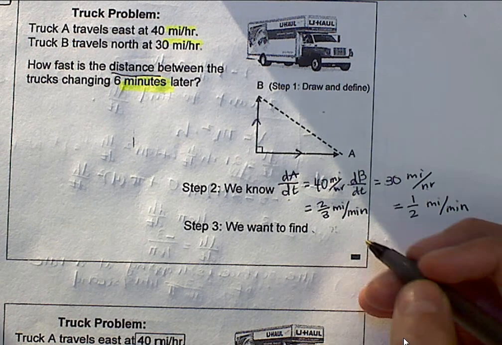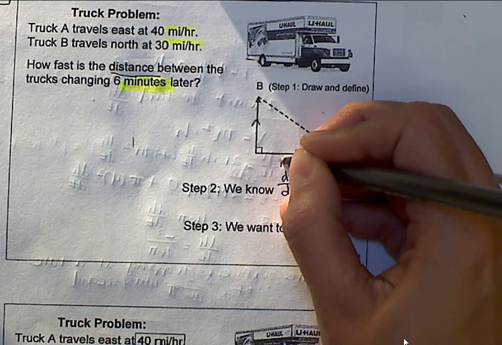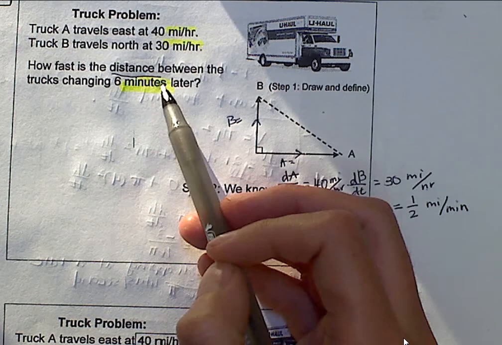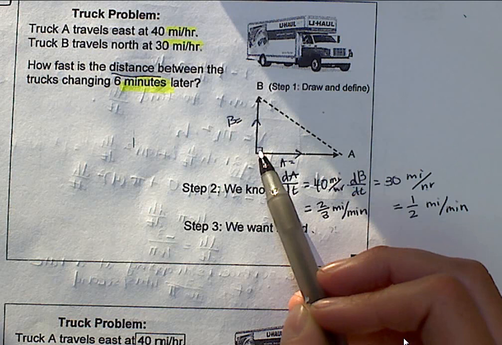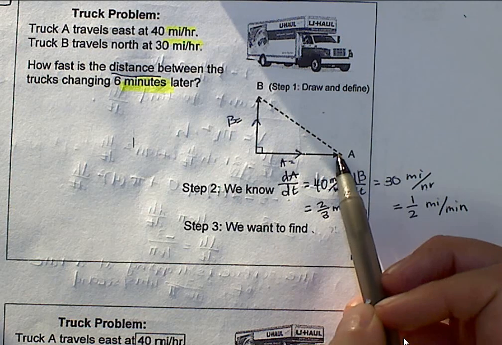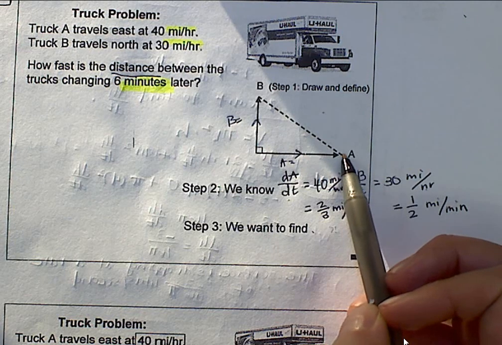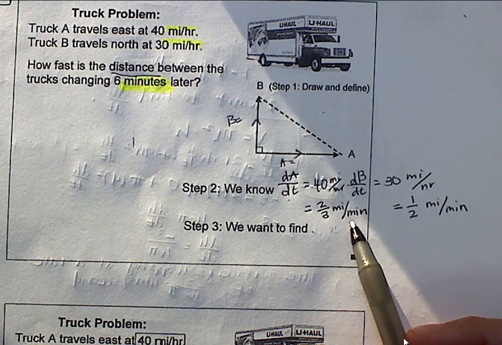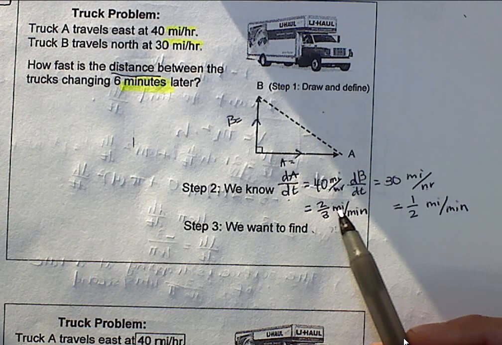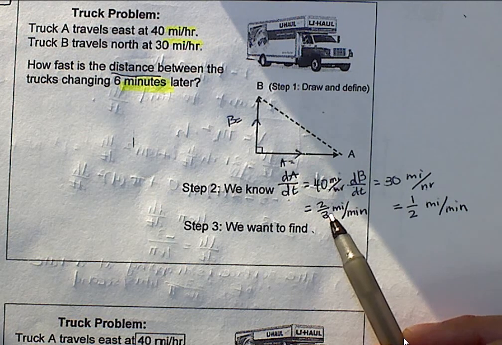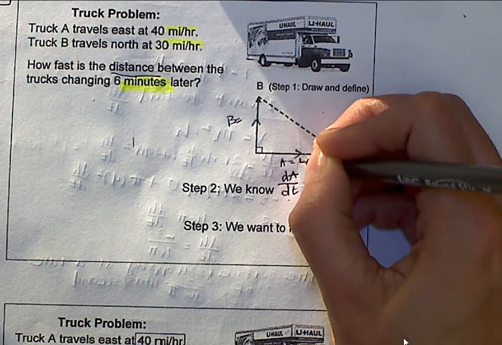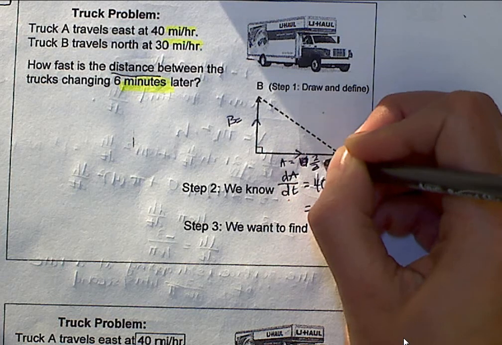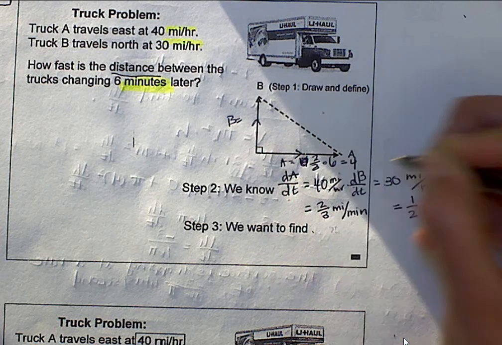We can also solve for A, figure out what A and B are, because it tells us that it's 6 minutes later. So if they started here, how far had A traveled in 6 minutes? Well, if you know he's going 2/3 miles per minute, let's multiply this by 6. I'll show my work. He's going 2/3 times 6 minutes equals 4 miles.